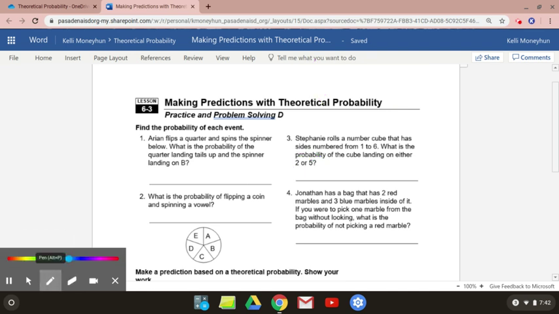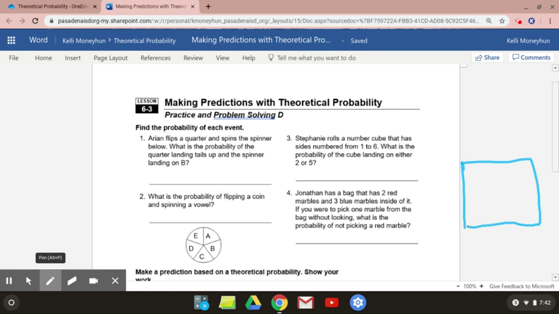All right, Jonathan has a bag. I'm going to draw a picture here. Okay, so here's my bag. Looks like a box, but it's a bag. Okay, it has 2 red. So I'm going to put 2 red and 3 blue marbles.